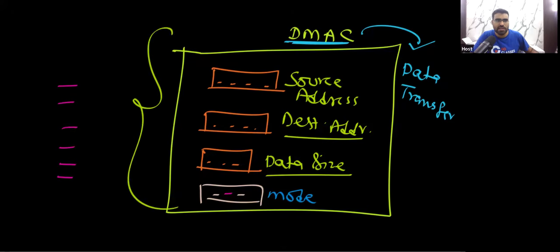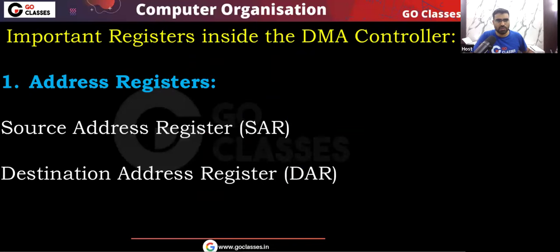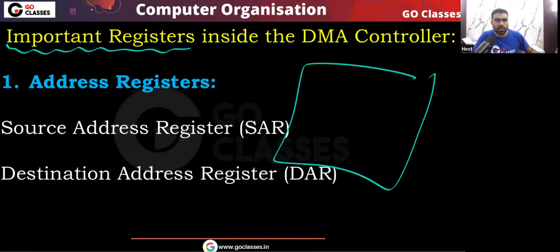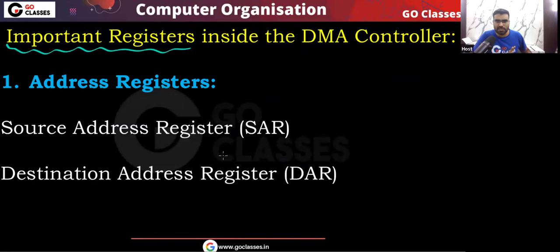So basically this is the simple point, that this DMA controller has some registers. Is this point clear? Let me tell you that these are the important registers. Remember, there can be more registers inside the DMA controller, but these are the important registers that we need to study. A student is asking, is the CPU needed in the transfer?